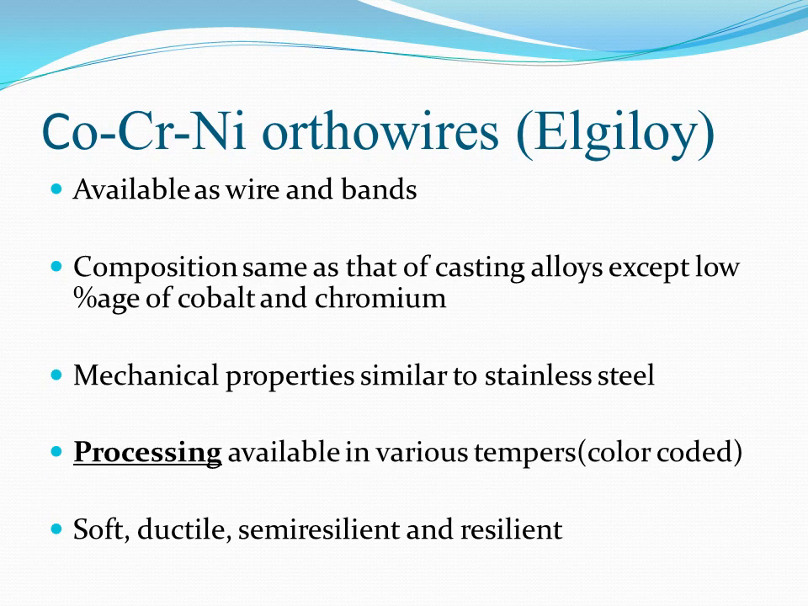Now, moving on to Elgiloy or the cobalt chromium nickel orthodontic wires, they are available as both wires and bands. The composition is the same as the cobalt chromium casting alloys, except for the percentage of cobalt and chromium, because nickel is present, so automatically the content of cobalt and chromium is reduced. Mechanical properties are similar to stainless steel, and they're available in four forms: soft, ductile, semi resilient, and resilient.